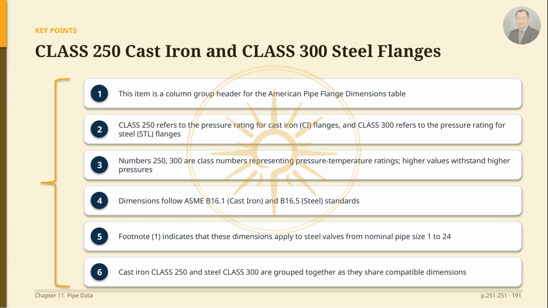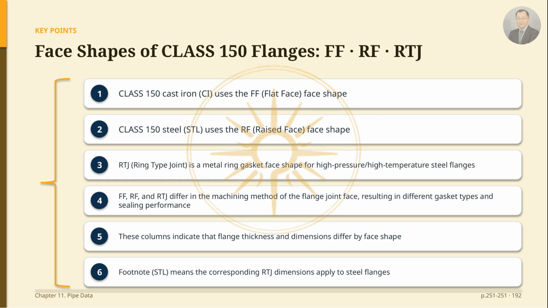design. Next, I would like to introduce the face markings for class 150 flanges. Even within class 150, there are 3 types depending on how the face is machined. First, cast iron class 150 uses a flat face, referred to as FF, which has a flat seat shape. Steel class 150 uses a raised face, referred to as RF, which has a protruding face shape. And RTJ stands for ring-type joint.